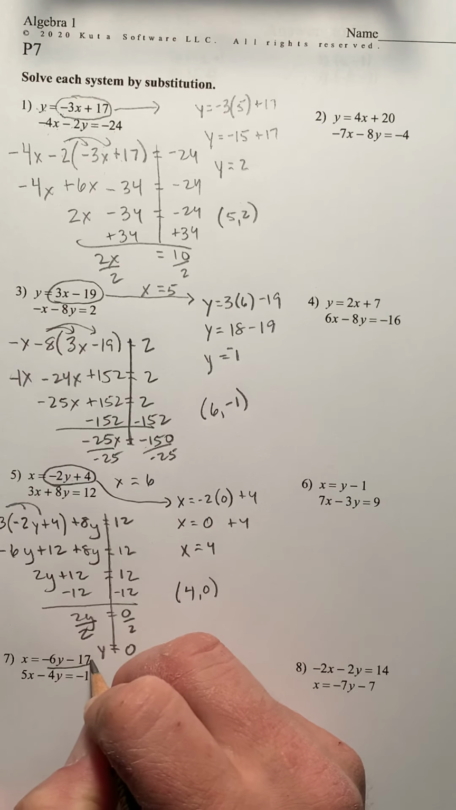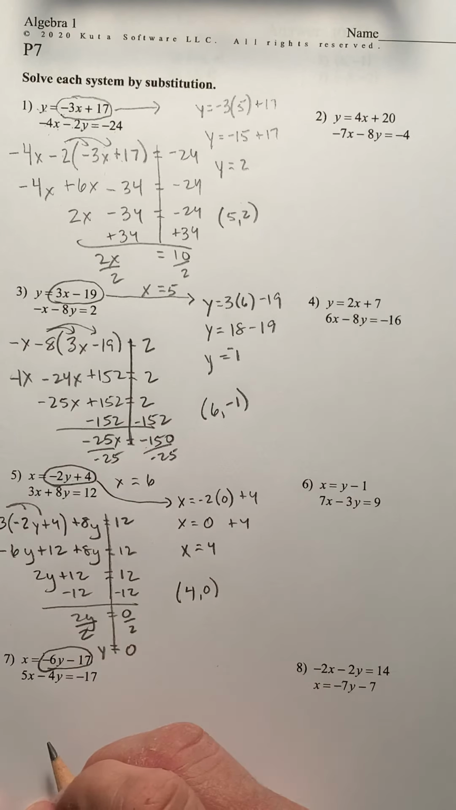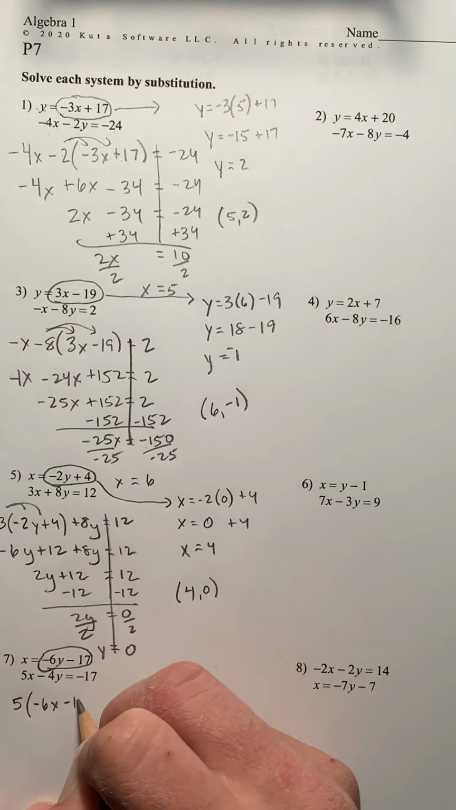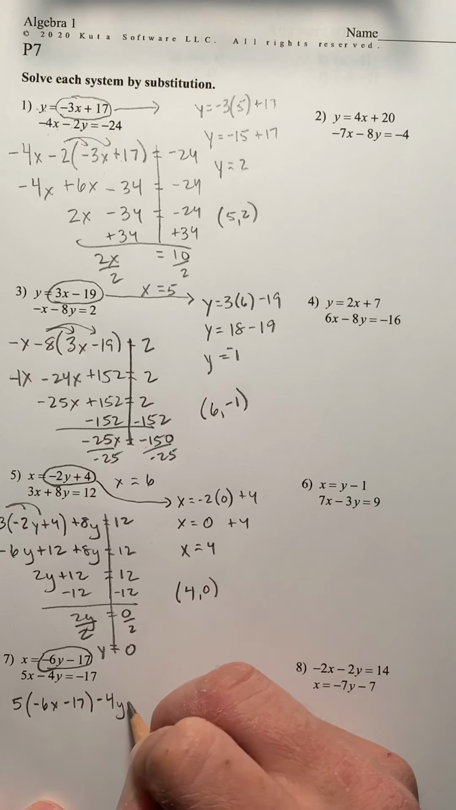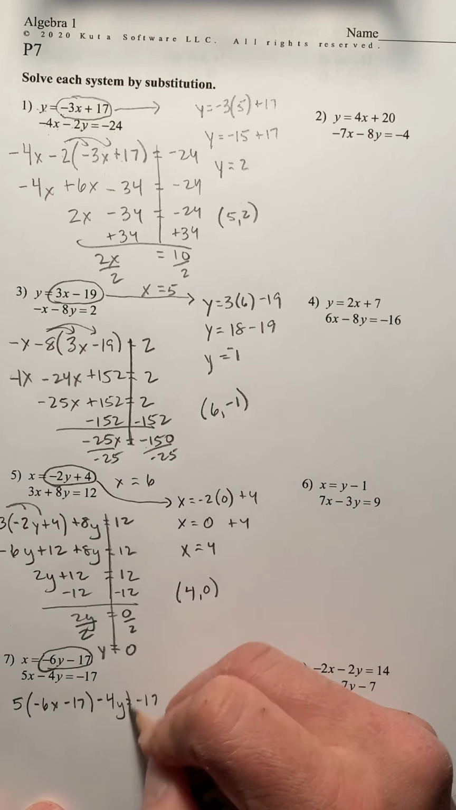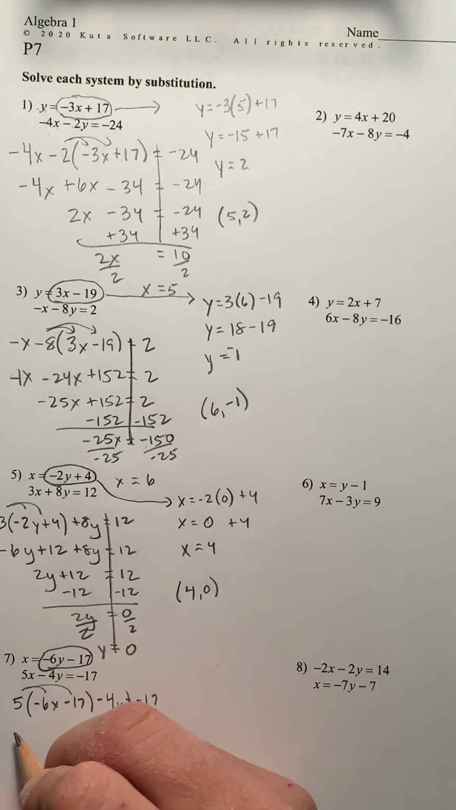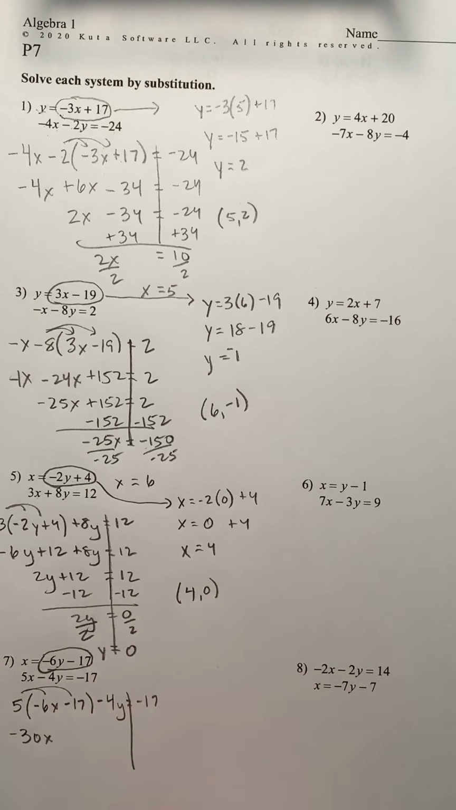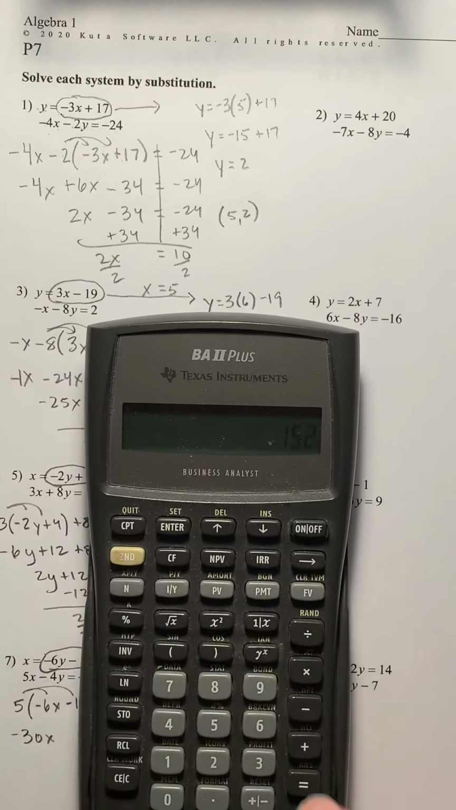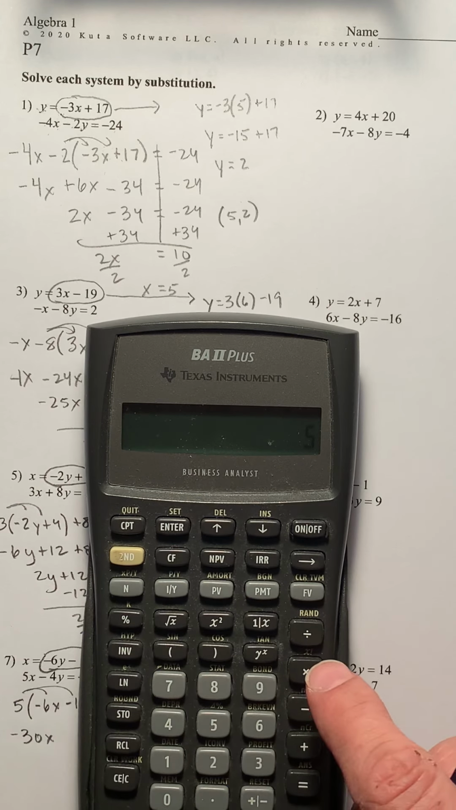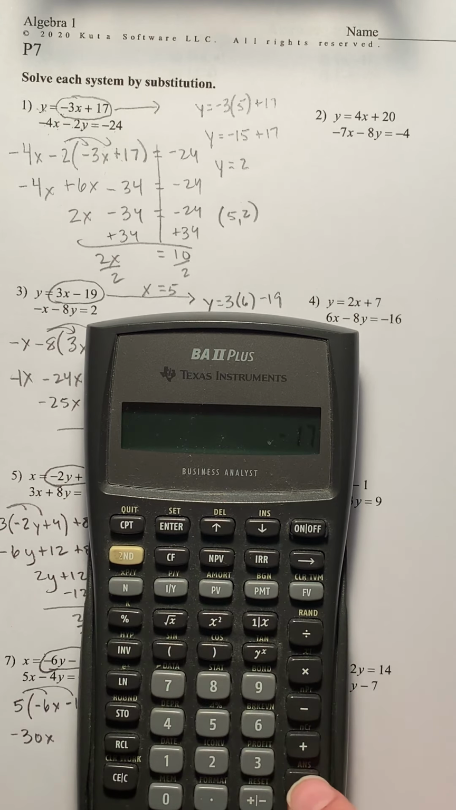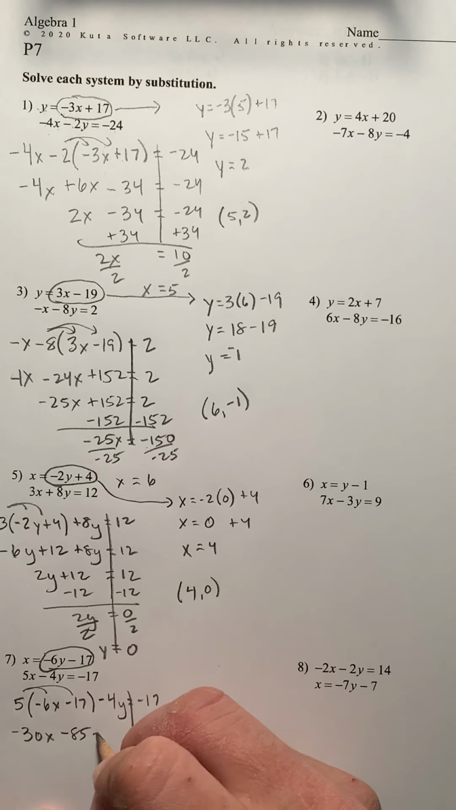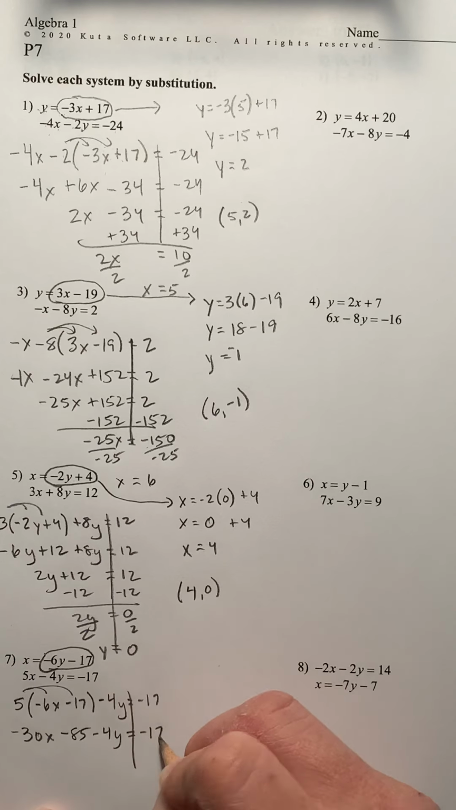All right, last problem, number 7. I'm going to replace the x with negative 6y minus 17, so I've got 5 times negative 6y minus 17 minus 4y equals negative 17. Multiplying here, I get negative 30y. 5 times negative 17, that one's not one that's just on the top of my head, so we'll do 5 times negative 17, negative 85. Negative 85 minus 4y is equal to negative 17.